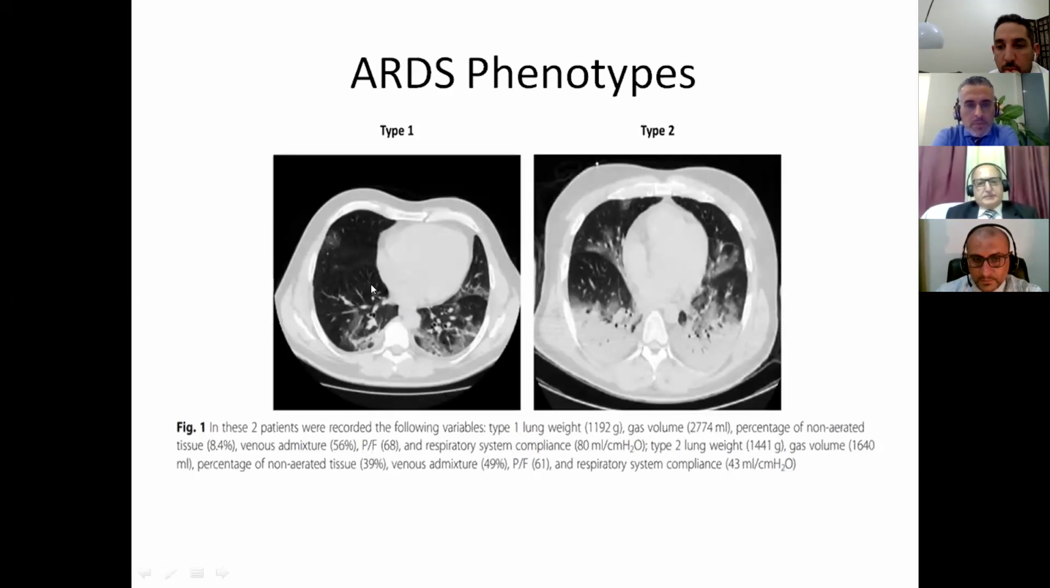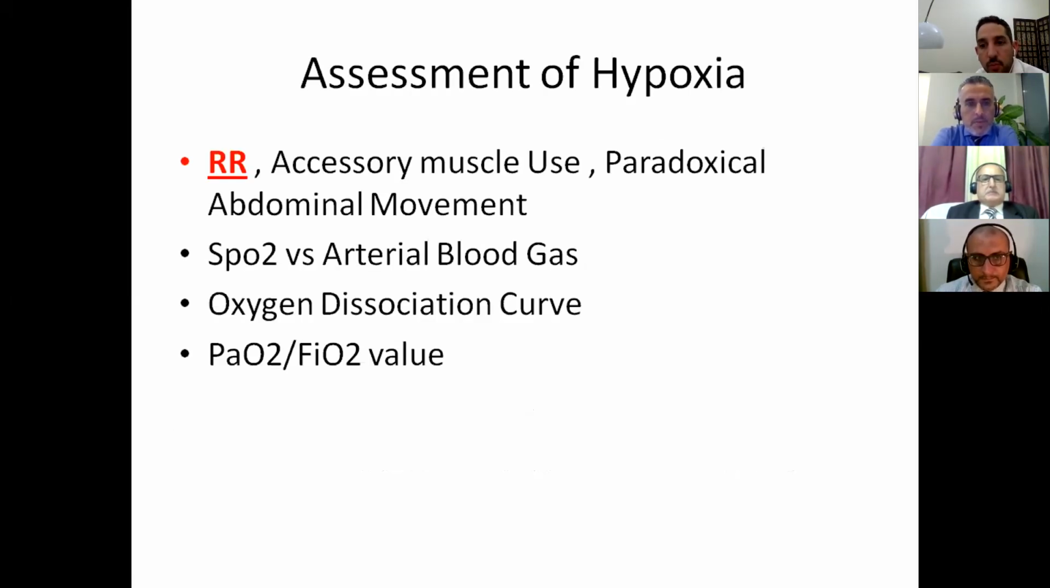A patient with L type can progress and become a H type. So it just depends on what progress the patient is making with respect to the antivirals and other treatment options, which Dr. Ala described in his previous presentation. Okay. So how do you assess hypoxia?